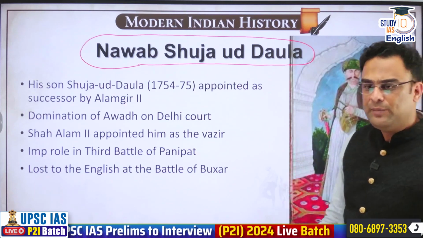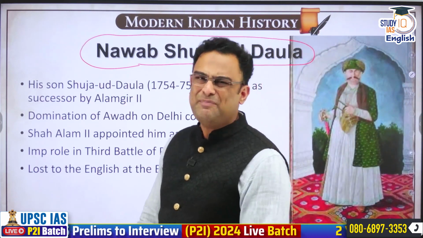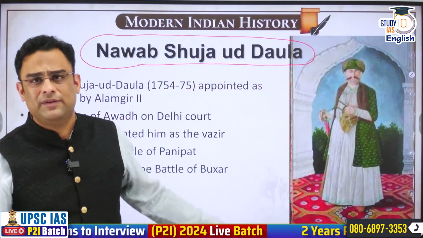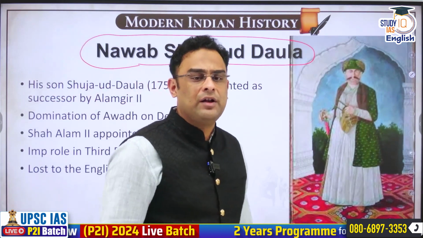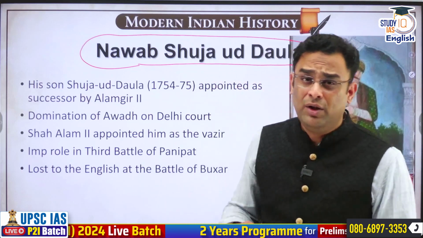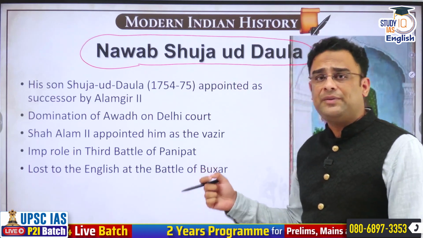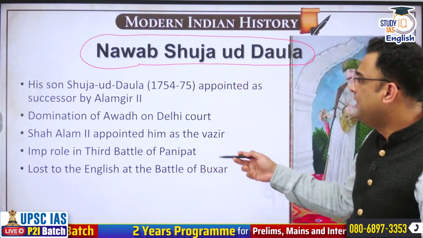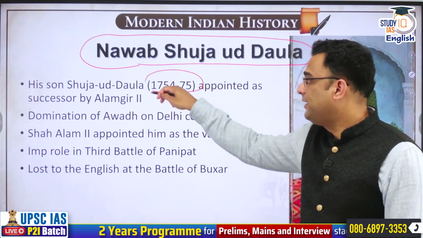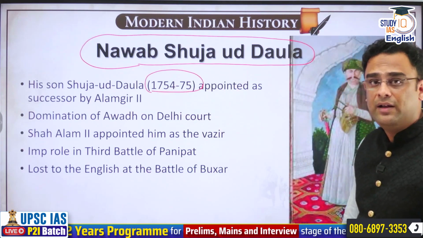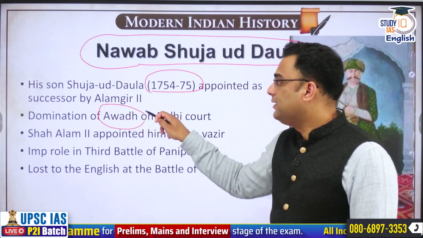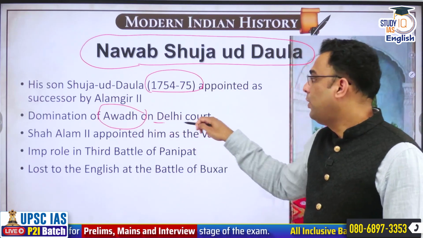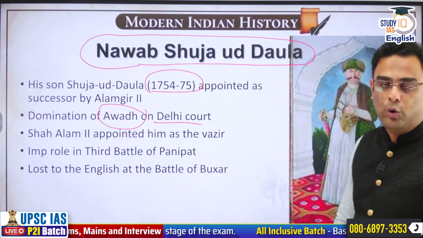It is said, you can see from the figure also, that he was very manly, about 7 feet tall, and very, very physically robust. Nawab Shuja'ud-Dawla was a smart administrator, ruler. From 1754 to 75, he will be the Nawab of Awadh. During his period, we see that the influence of Awadh was most dominant at Delhi court.